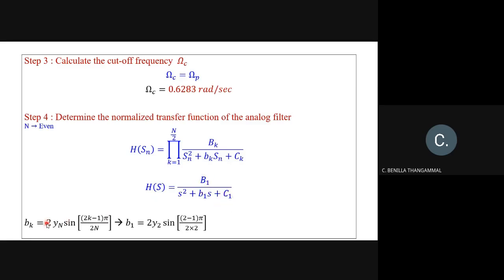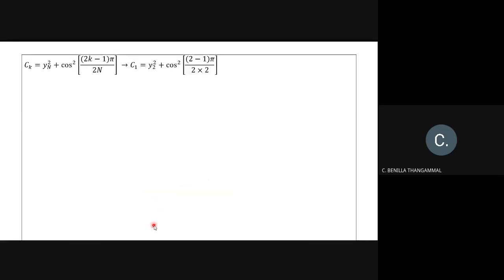The formula for small bk is 2 yn sine of (2k minus 1) pi by 2n. Here the k value is equal to 1, so replace k as 1 here. So 2 into yn is your 2, sine of (2 minus 1) pi divided by 4. To calculate this, you need your y2 first of all. For ck also, if you substitute the value, you need your y2. So to calculate your bk, B1, c1, you need your yn. So you'll find your yn here.